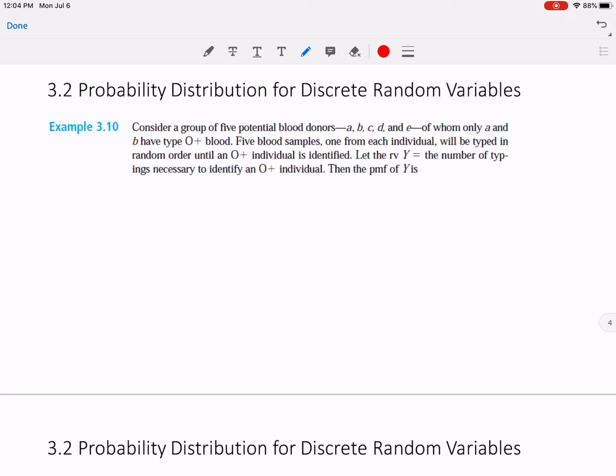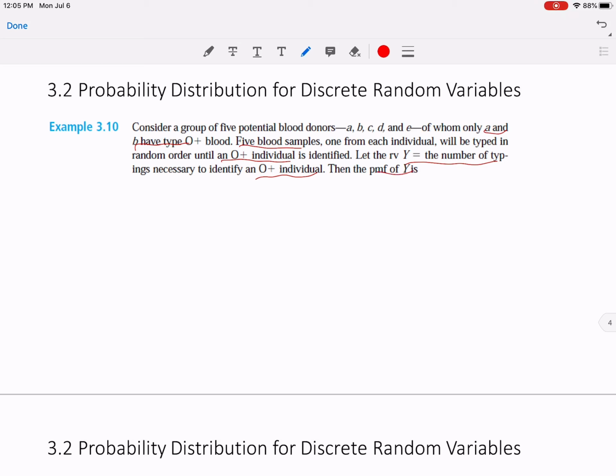Now let's take a look at example 3.10. Consider a group of 5 potential blood donors, A, B, C, D, and E, of whom only A and B have type O positive blood. 5 blood samples, 1 from each individual, will be typed in random order until an O positive individual is identified. So we have 5 people in total, and 2 of them have O positive blood. Now, let random variable y be the number of typings necessary to identify an O positive individual. And then we want to find the PMF of y.